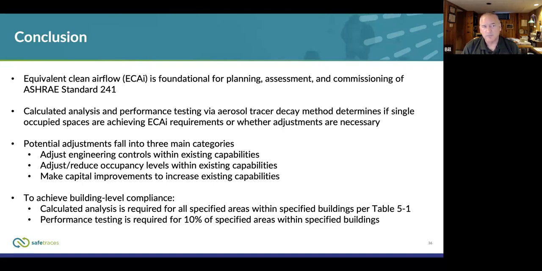And one of the work items in the future is maybe to have a performance-based approach to this that accounts for the characteristics of different pathogens. Right now it's all SARS-CoV-2, and it's appropriate for that level of risk.